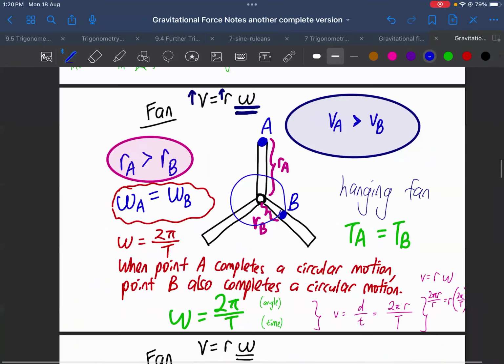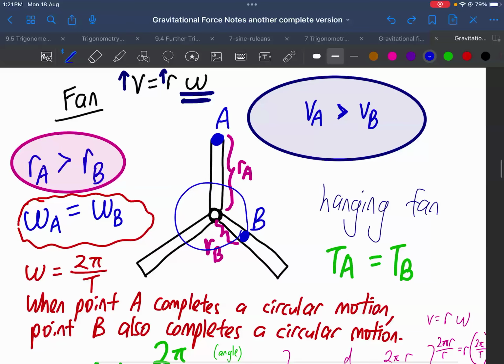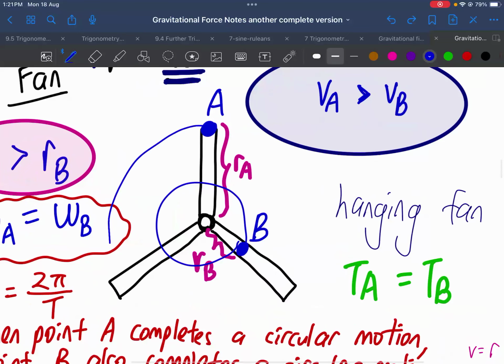Did you know that period A equals period B? And that is why omega A equals omega B. By the way, omega is angular frequency. But now I'm going to do one experiment. I'm going to use my finger to touch point B and also touch point A when the fan is rotating.